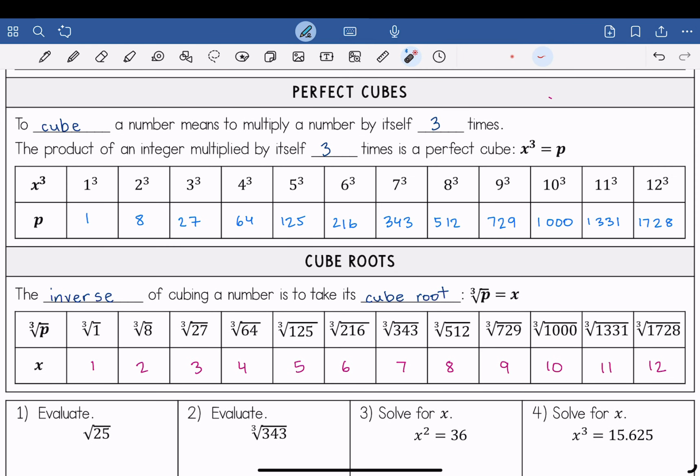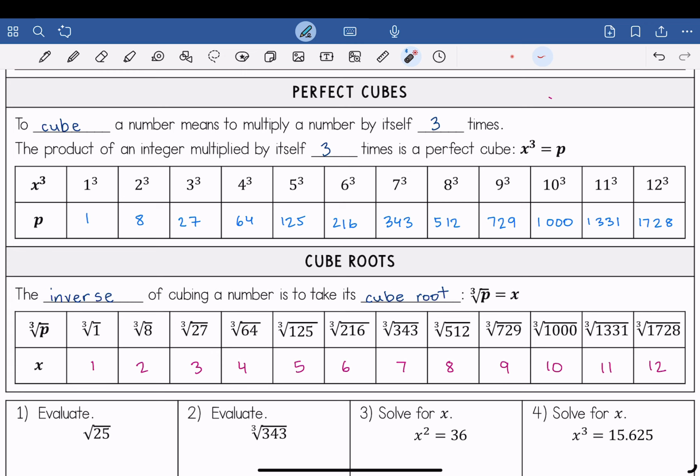Very similarly, for perfect cubes, the difference is that to cube a number means to multiply a number by itself 3 times. The product of an integer multiplied by itself 3 times is a perfect cube. You can multiply decimals, but then they wouldn't be a perfect cube because it's not an integer. An integer doesn't include decimal numbers such as 2.5, but it includes the positives and negatives of whole numbers.